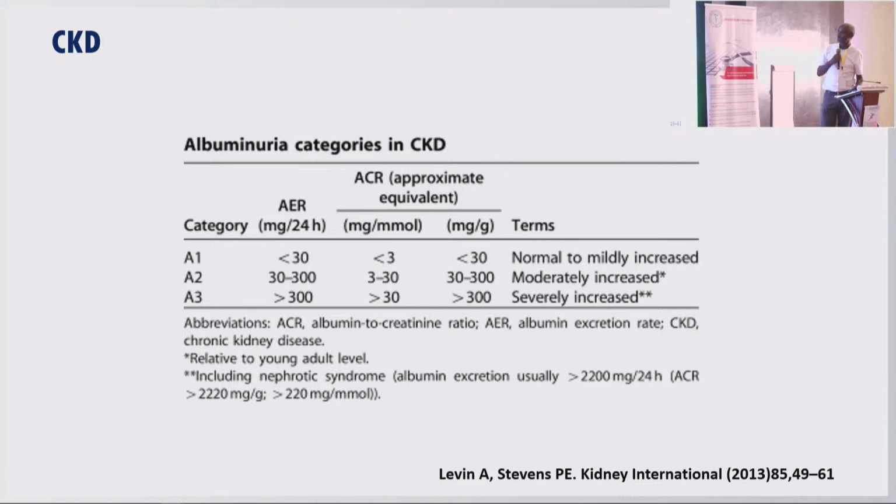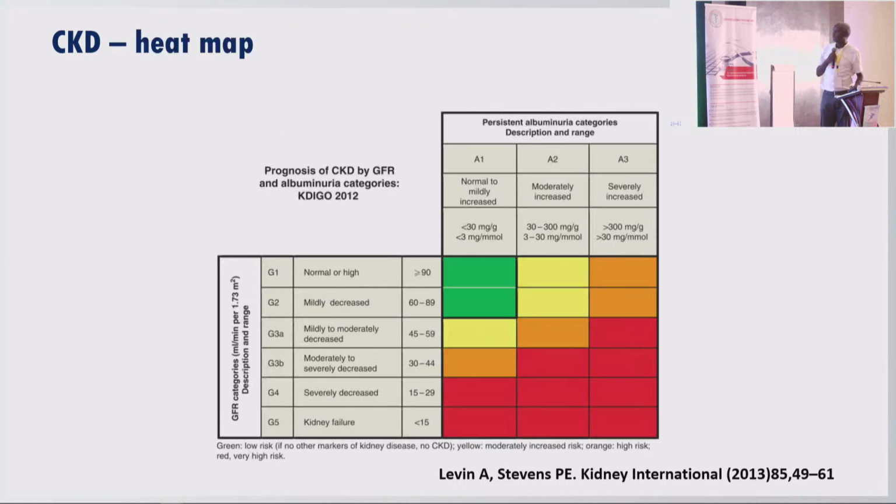Less than 30 milligrams in a 24-hour period is A1, which is basically low risk. Then 30 to 300 is moderate risk. And the very high risk patient is one who has albuminuria of more than 300 milligrams in a 24-hour period. This is really important, so don't just look at the creatinine, also look at the albuminuria. This gives us this heat map, such that a patient who has heavy albuminuria, despite the GFR, is really at high risk. As most of you know, albuminuria is a marker of vascular damage and vascular risk.